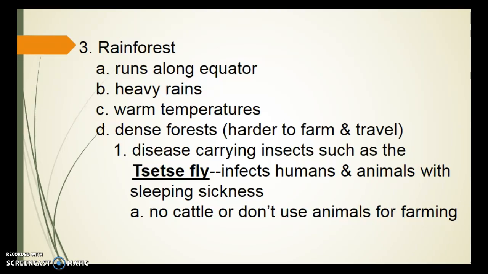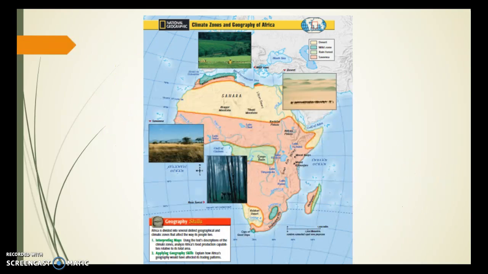Obviously, because of this yearly warm, rainy area, there's lots of diseases, and mostly they're carried by insects like the tsetse fly, which infects both animals and humans with sleeping sickness. So that means in this area, they do not raise cattle, and they don't use animals as beasts of burden within farming, even if they do farm, because it can carry this disease.